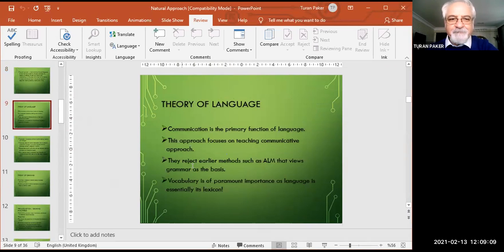If you look at the theory of language, communication is the primary function of language in this method. This approach focuses on teaching communicative approach, and they reject earlier methods such as audiolingual method that views grammar as the basis, and vocabulary is of paramount importance as language is essentially its lexicon.